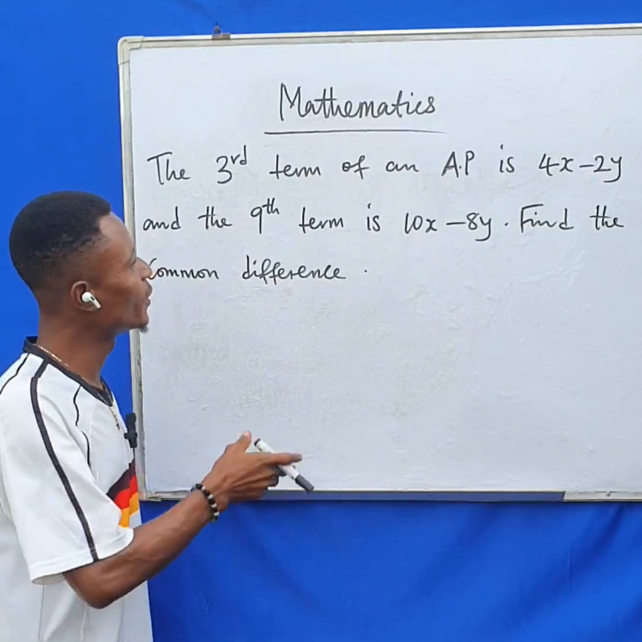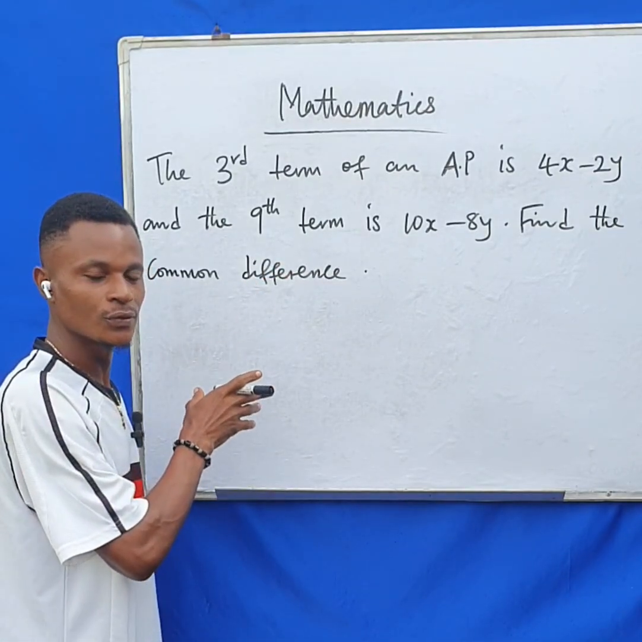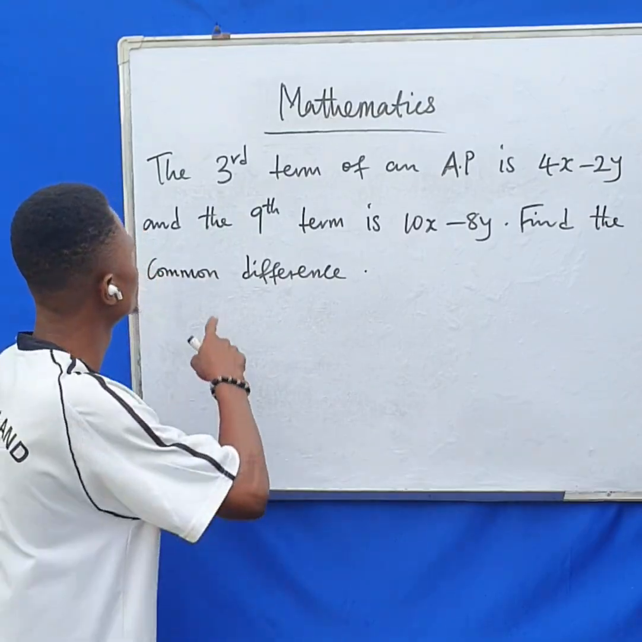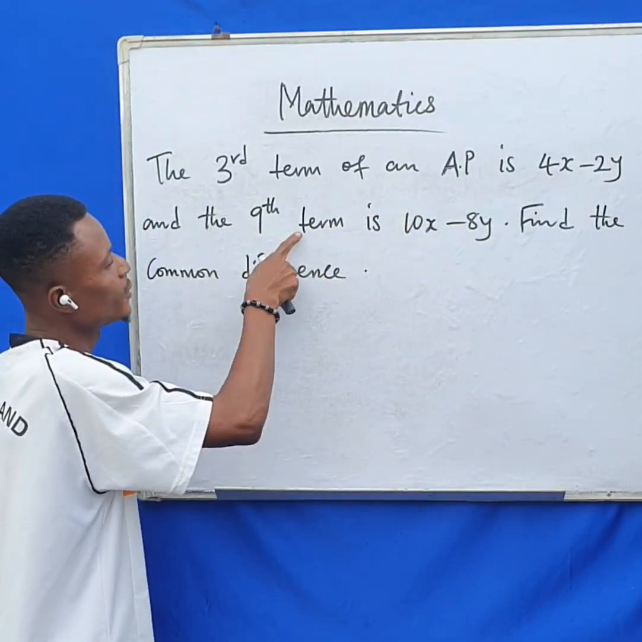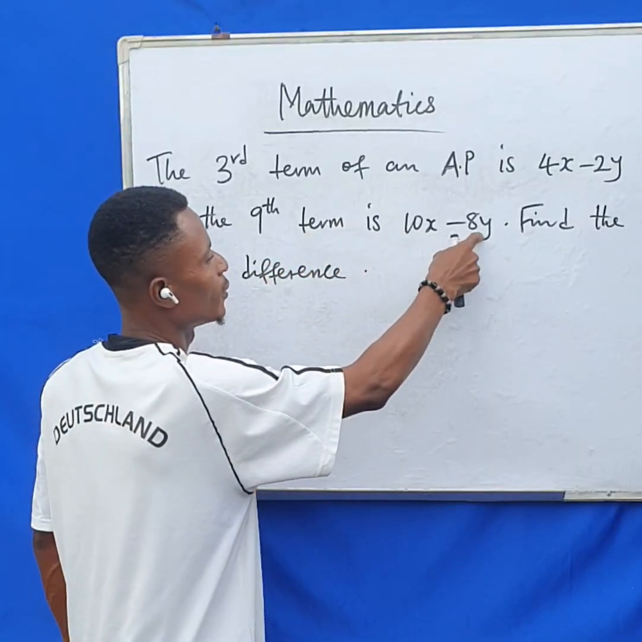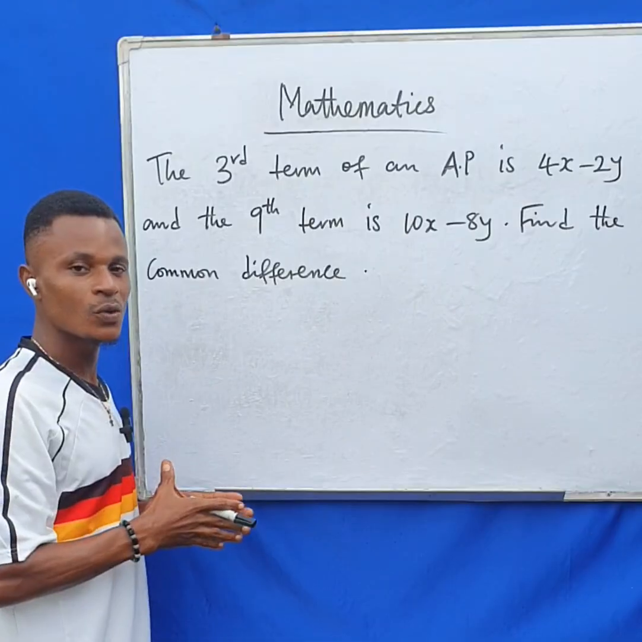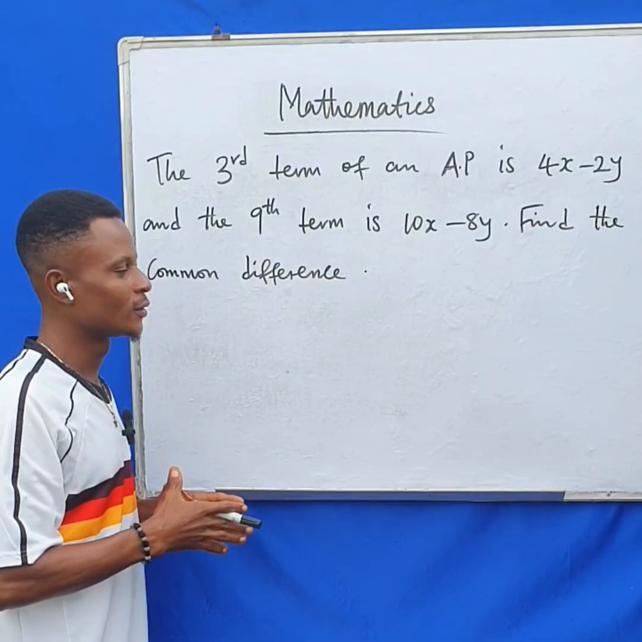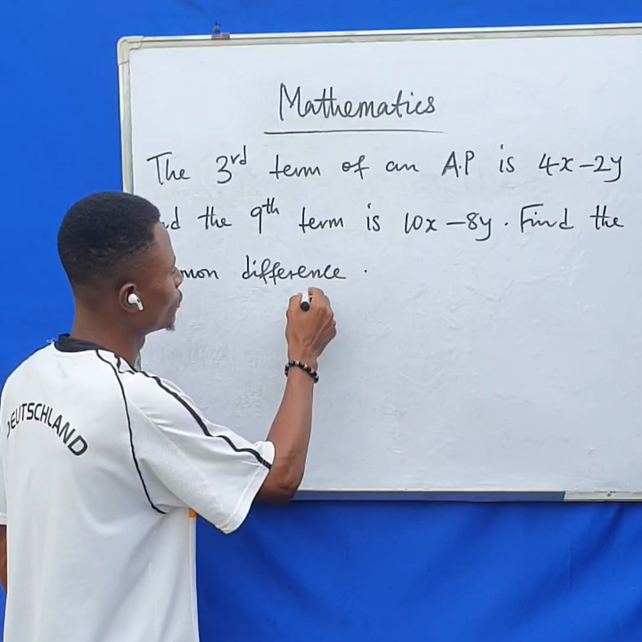Let me show you how to solve this kind of math question on the board. This is a typical JAMB question. The question says, the third term of an AP is 4x minus 2y, and the ninth term is 10x minus 8y. Find the common difference. To solve this question correctly, first of all, there's something you need to know. This is the solution.